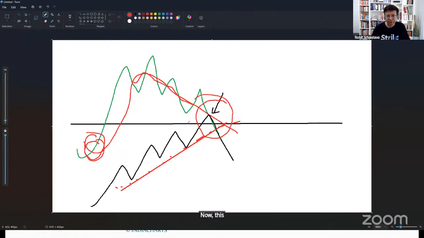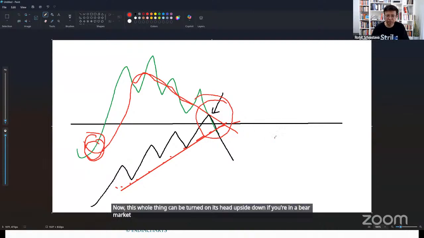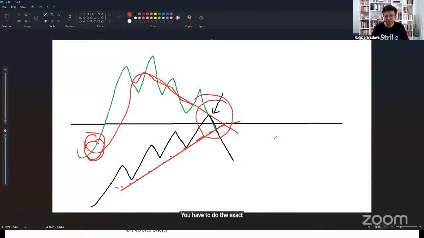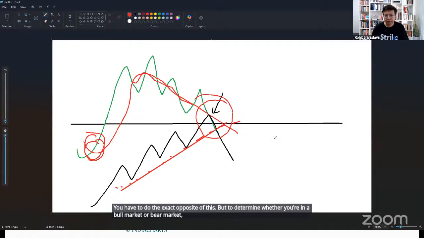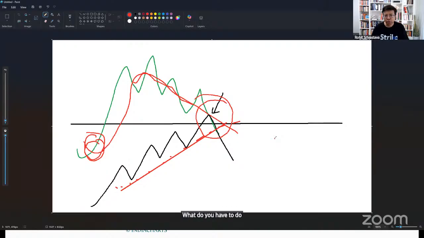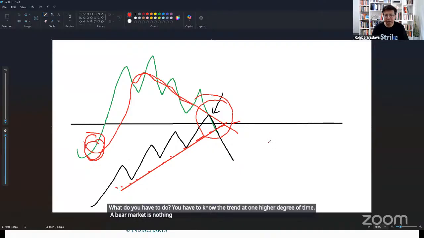Now this whole thing can be turned on its head, upside down, if you're in a bear market. And today, in my belief, you're in a bear market. You have to do the exact opposite of this. But to determine whether you're in a bull market or bear market, what do you have to do? You have to know the trend at one higher degree of time. A bear market is nothing but a trend at a higher degree.